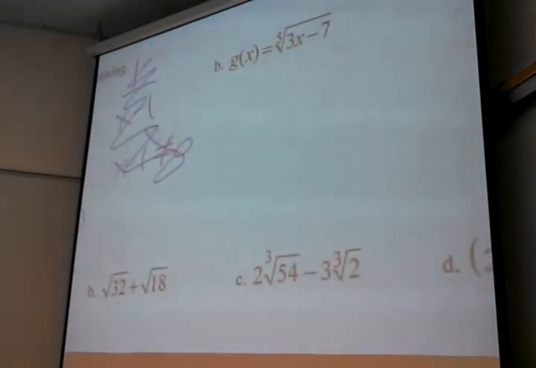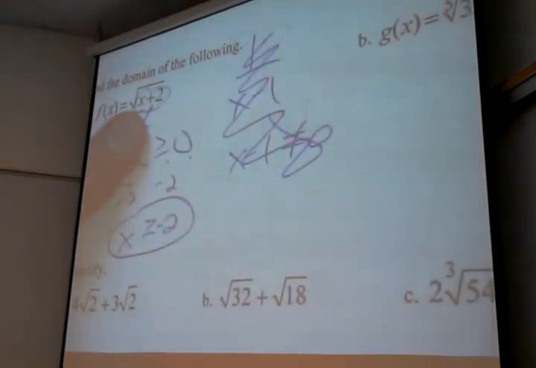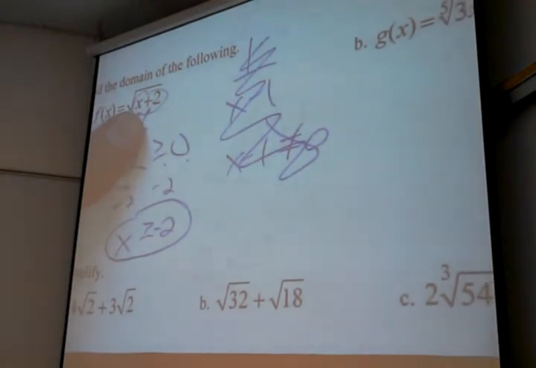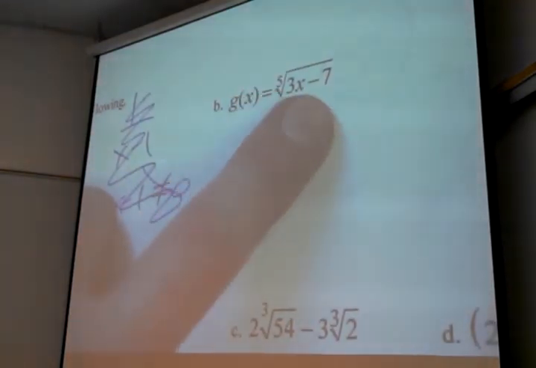So what about part B? Same thing. Do the same thing to it. It's not the same thing. Why? Somewhat. What kind of root was this? Square. Even root, right? Square root, even root. This is an odd root. Can they handle negatives inside?